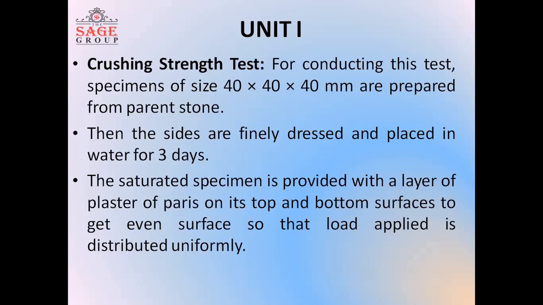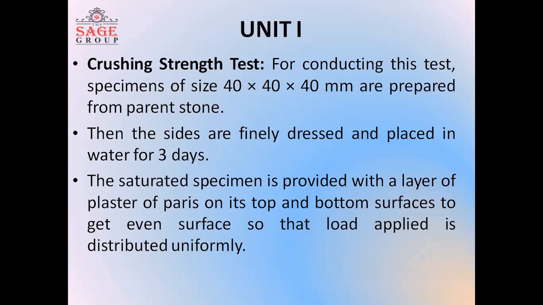So the first test is the crushing strength test. In this test, a random sample having a size of 40 mm by 40 mm by 40 mm is taken from the parent stone. Then the sides of the stone are finely dressed and it is placed in water for 3 days. That means the dressing work is done so that an even surface of the stone can be obtained, making it a regular, stable shape with a uniform surface.